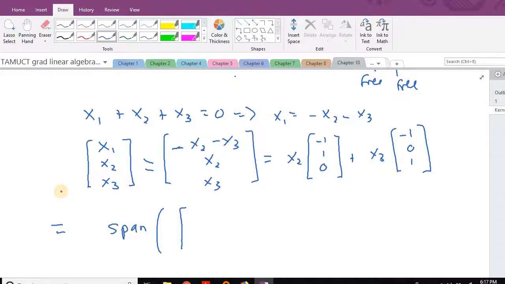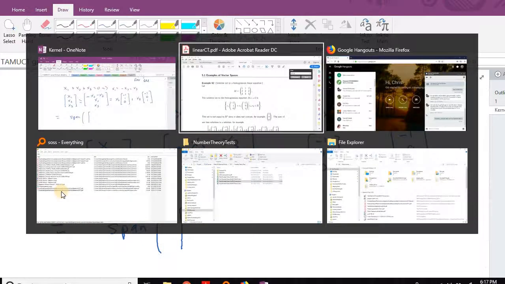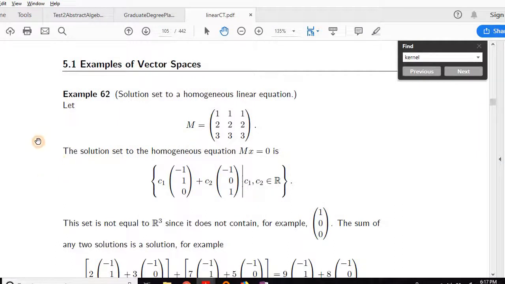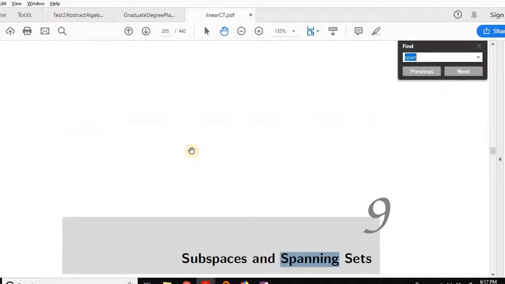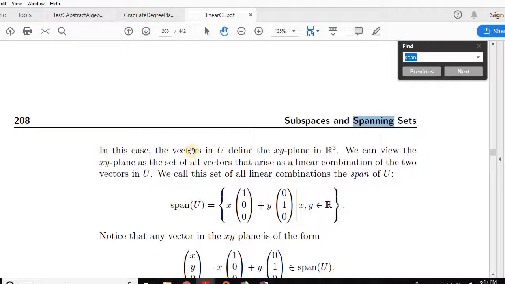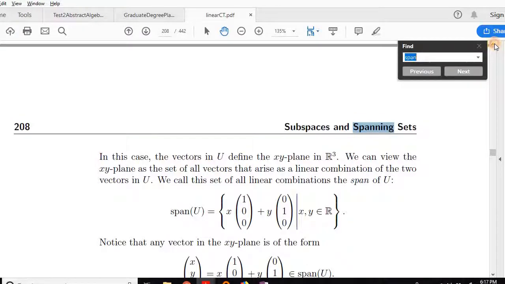What does span mean? It means it covers all the options, right? Well, let's recall the definition of span. Spanning sets. So, for instance, here it says the vectors u. Here's an example of span. Let's see what u is.